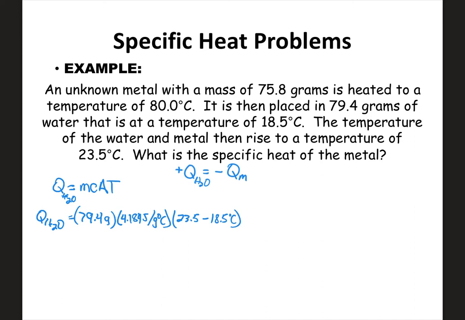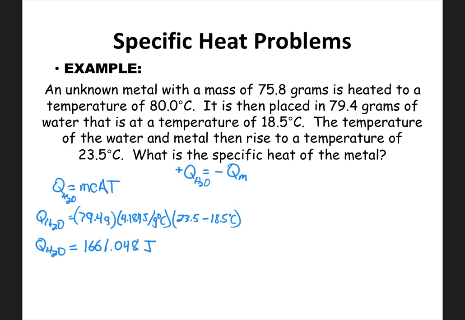So when you do your math here, do your subtracting first, multiply it by 4.184 times the 79.4. The Q of the water comes out to be, remember, don't sig fig this yet, don't round this yet, 1661.048, and your units for Q are joules. So what this is saying is that when you take this hot metal and put it in water, the water is gaining 1661.048 joules.